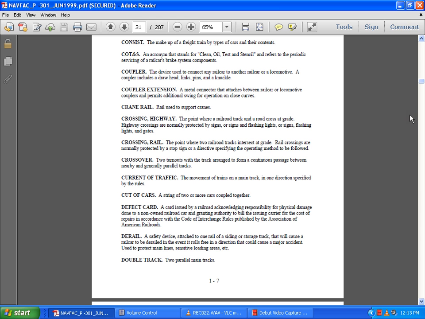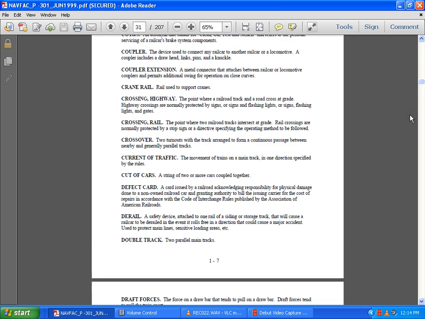A cut of cars, a string of two or more cars coupled together. A defect card, a card that is used in a railroad interchange acknowledging responsibility for physical damage done to a car not owned by the railroad, granting the authority to bill the issuing carrier for the cost of the repairs according to the Code of Interchange Rules published by the Association of American Railroads.